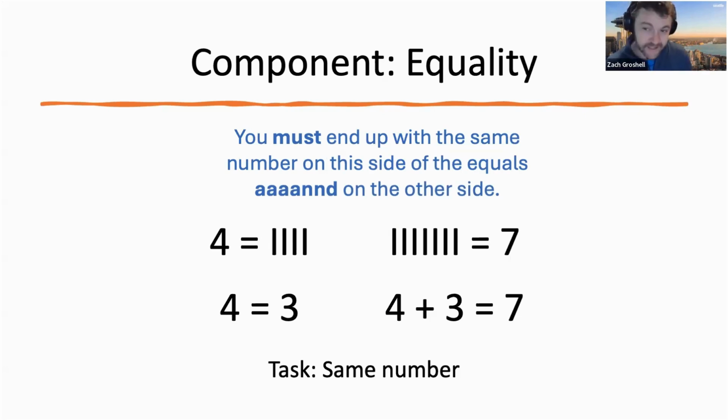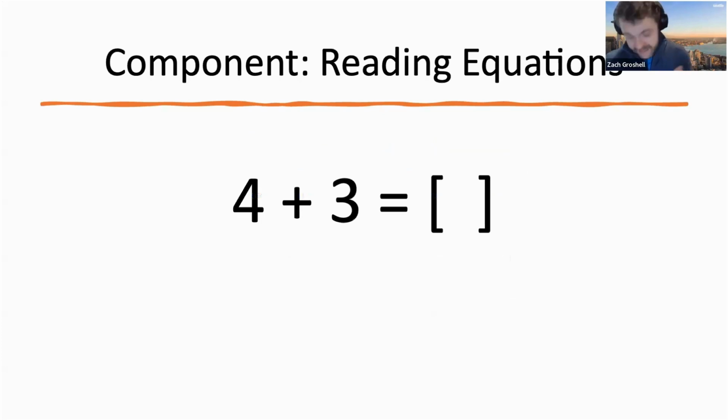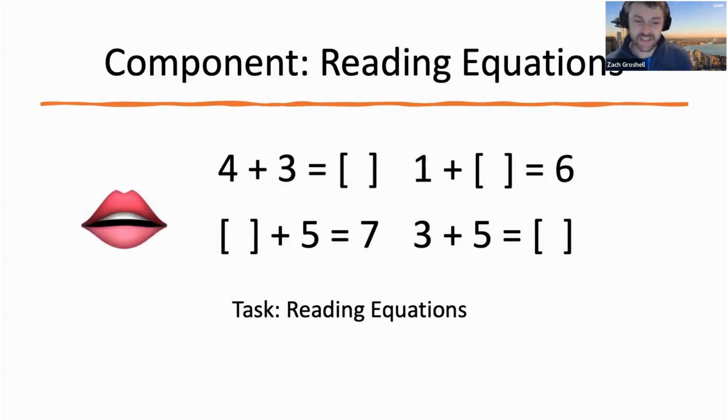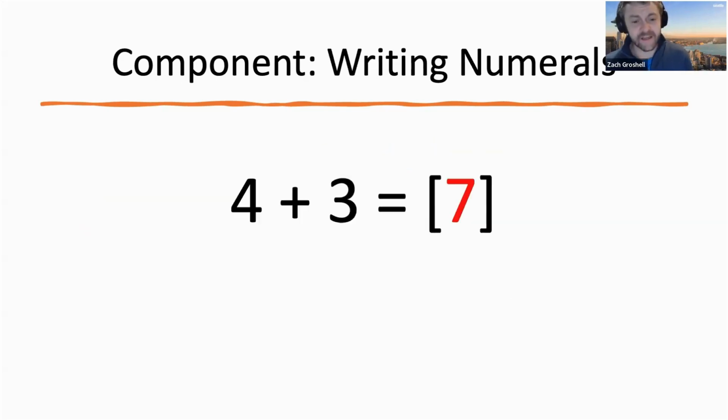That's right, because you must end up with the same number on this side as you end up on the other side. You can teach that to kindergarteners, and you can teach it to anyone as long as you use explicit instruction in a systematic direct instruction design. Now, we need to get kids reading the equations and practicing reading from left to right.